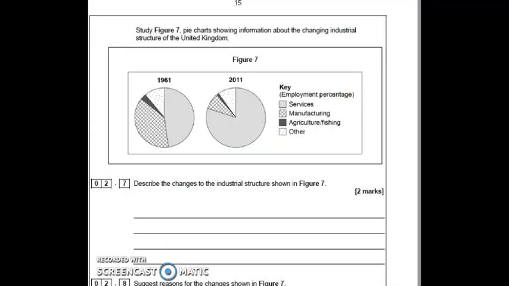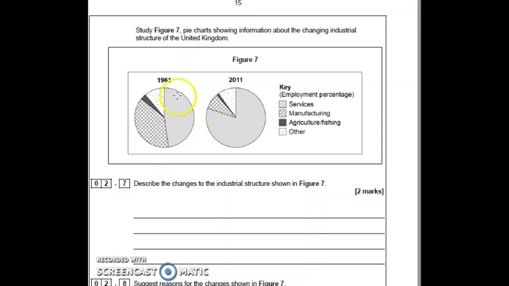Question 2.7, describe the changes to the industrial structure shown in figure 7. So figure 7, we've got a couple of pie charts which show the types of jobs people had in 1961 and 2011. All we're doing here is to describe the changes. Don't need to explain them just yet, but we want 2 separate points, 2 marks.